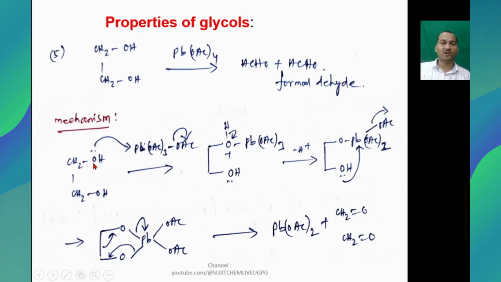The oxygen lone pair of ethylene glycol will attack lead, and it will kick out OAc as OAc minus. So you get this protonated species here, and loss of proton gives rise to this species. Again the oxygen lone pair will attack lead and kick out OAc as OAc minus. So again here you have a 5-membered complex or intermediate, which is unstable. Here simultaneous bond breaking and bond making takes place. This bond will come here, this bond will go here, and this bond will break on lead. As a result you get lead acetate plus 2 equivalents of formaldehyde.